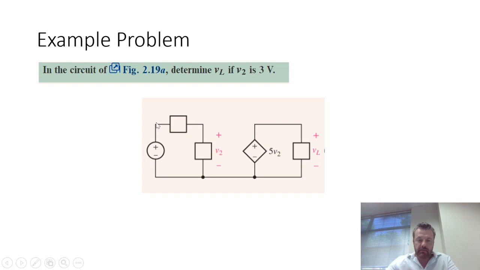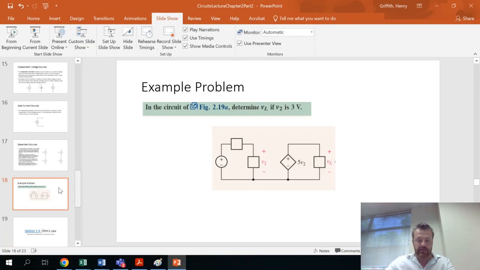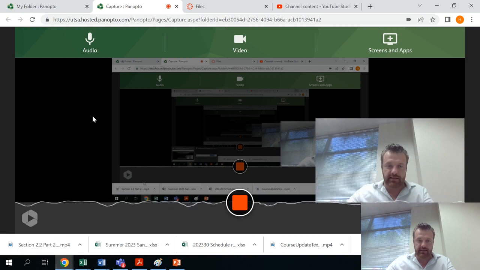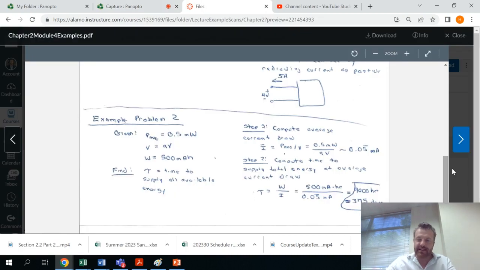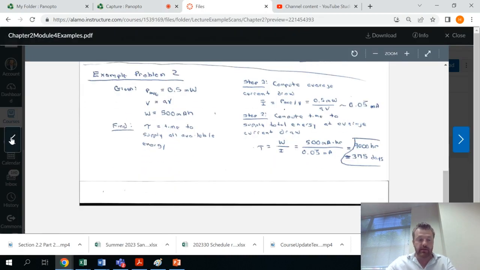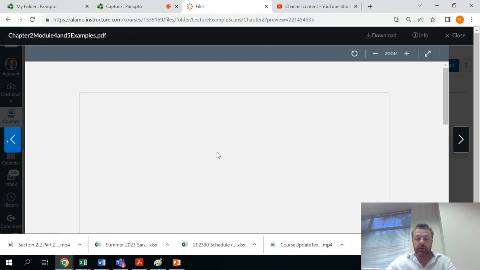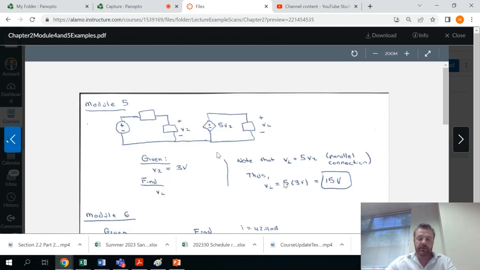So just as an example problem here, we have a relatively simplistic schematic. We're told that V2 is the voltage measured across this box. If you notice here, we have a dependent voltage source. It is a voltage-dependent voltage source. And what we're basically asked to do is find VL if we know V2 is 3. So let's go through the logic of how we would determine this, and this is going to cause you to think back to your physics class a little bit, because they're assuming that you know that when two components are connected in parallel, their voltage is the same.